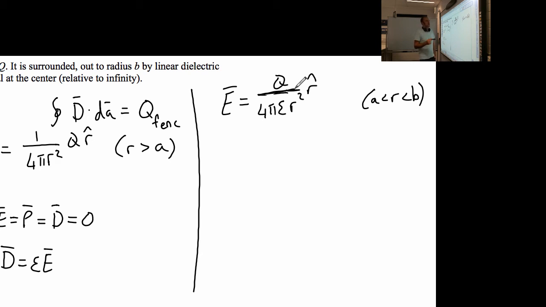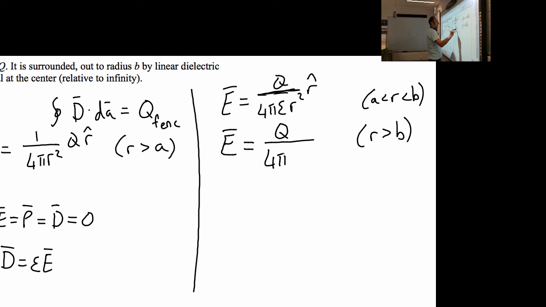The other region I have to consider now is for r greater than B. Okay, so this is away from the surface. And for this, what we have is the electric field will be equal to Q divided by 4 pi epsilon naught times r squared. It's in the r hat direction.